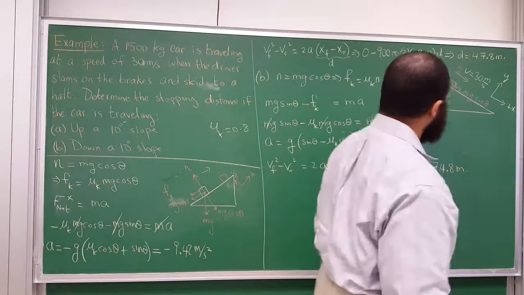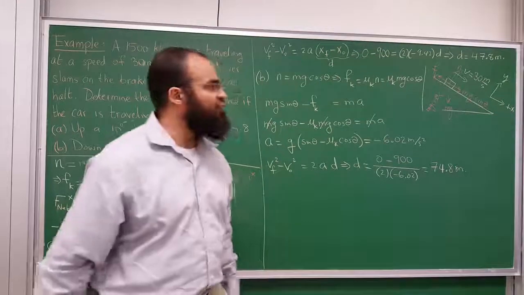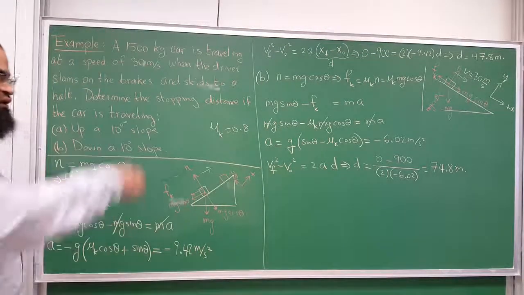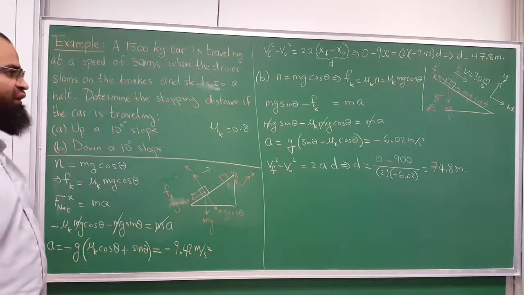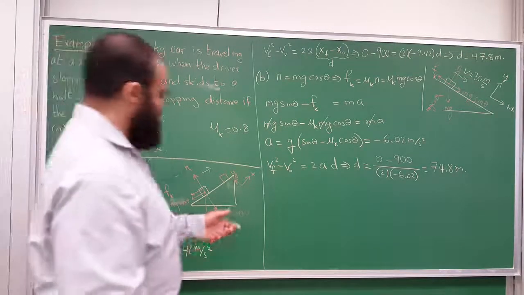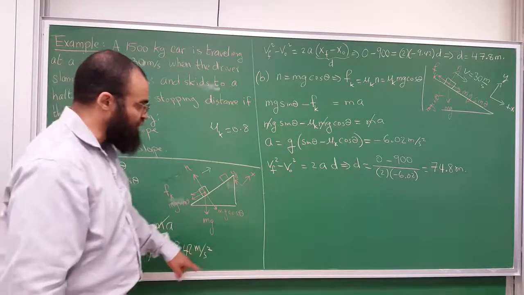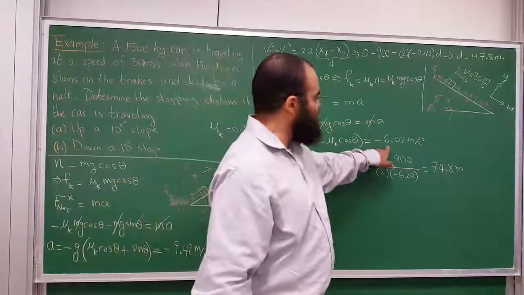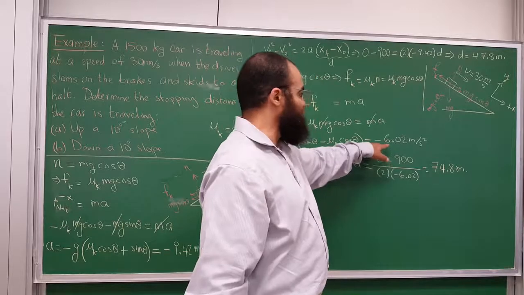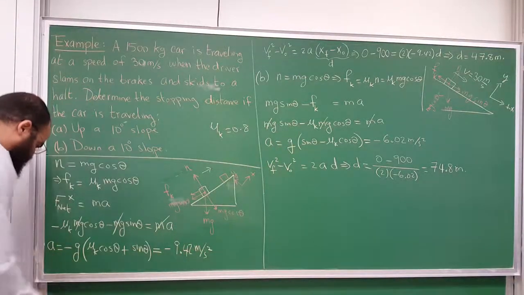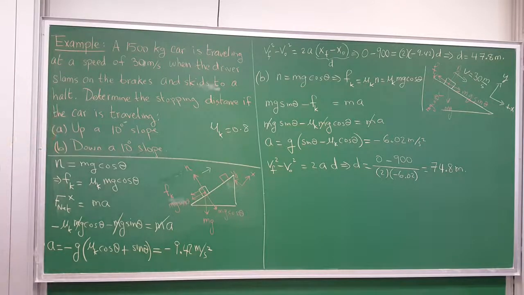So an extra, what, 30 meters or so that you need to stop because of the down the incline. It's harder to stop. You see that when you went up the incline, the acceleration was negative 9.42, but down the incline was a smaller acceleration, so you slow down at a smaller rate. Okay, so let's get to the next example.